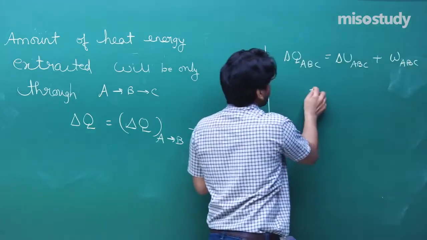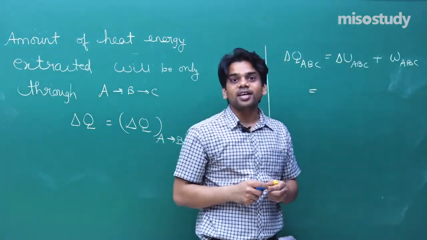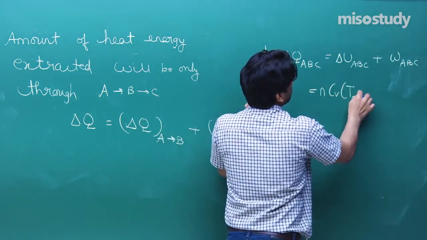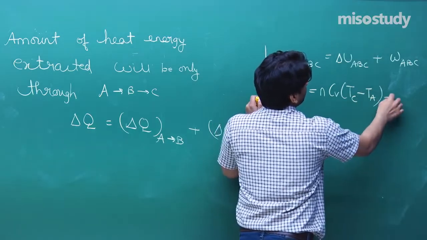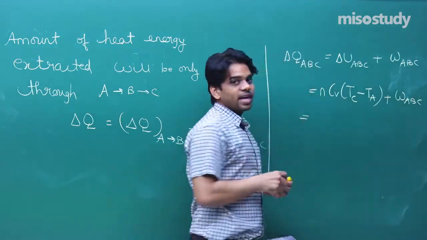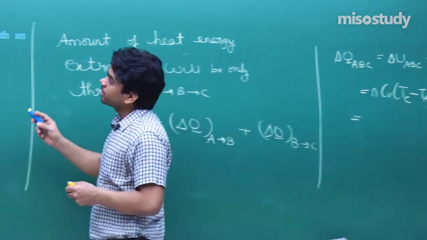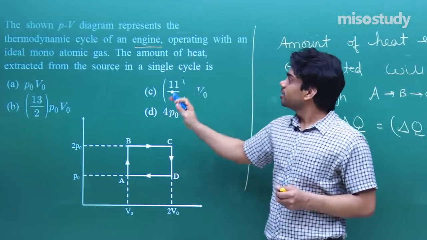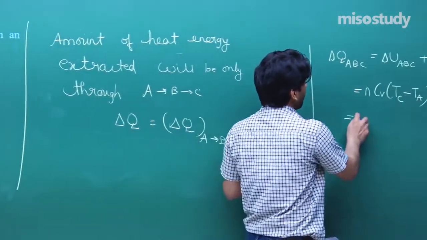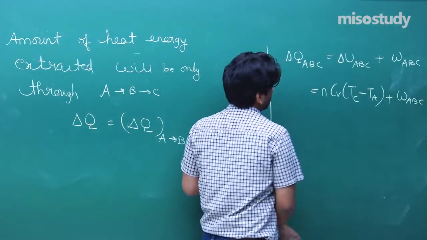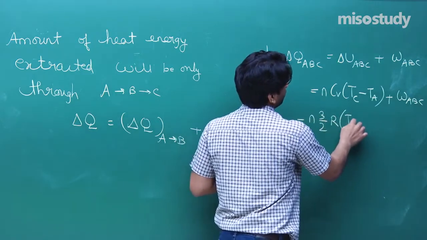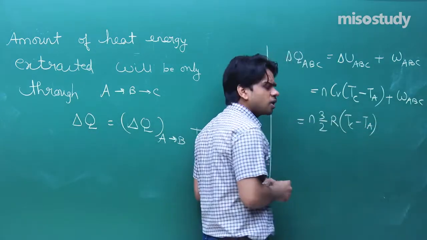Now you see here delta U ABC, the change in internal energy, is given as nCv delta T. So we can write nCv, temperature of C minus temperature of A, plus work done in ABC. Next, n is the number of moles. The amount of heat extracted from the source in a single cycle: we are not provided with n, so let's keep n here, n into Cv, that is 3 by 2 R, and here we have TC minus TA plus work done during ABC.